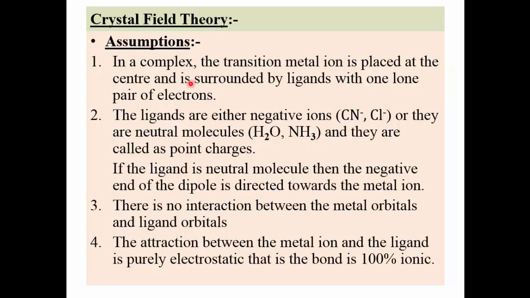Assumption number 1. In a complex, the transition metal ion is placed at the center and is surrounded by ligands with one lone pair of electrons. This is known to us. So the central metal ion is placed at the center and it is surrounded by the ligands, and it is very important that the ligand must have one lone pair of electrons.